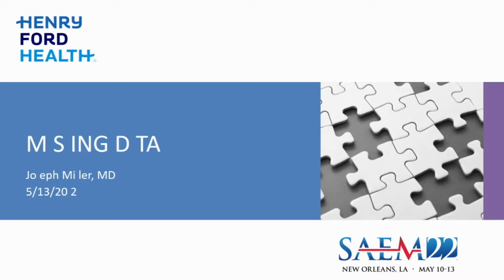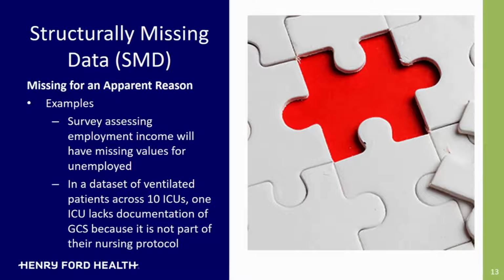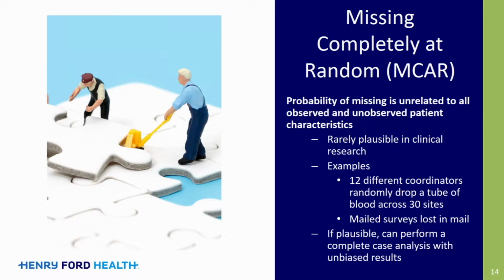Thanks, Rob. This is rapid fire here, so we're going to quickly talk about three ways to view missing data in general. I'm actually going to skip over this one. You've probably seen this before. You've read methods sections that describe some of this.